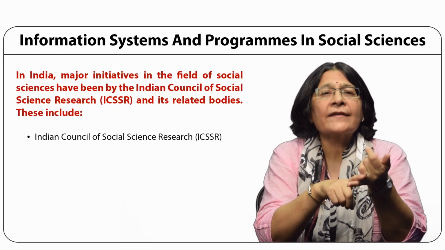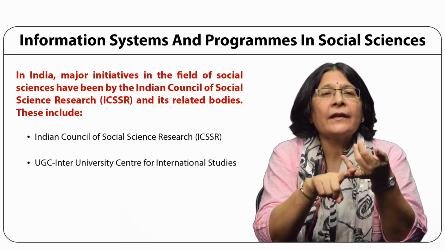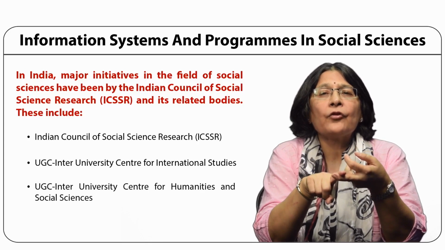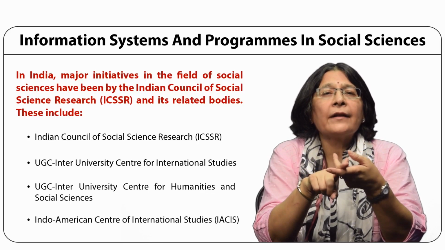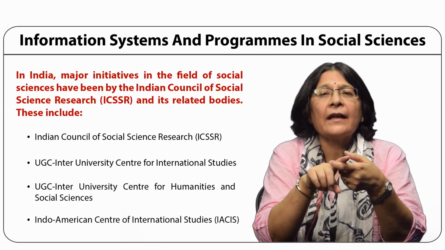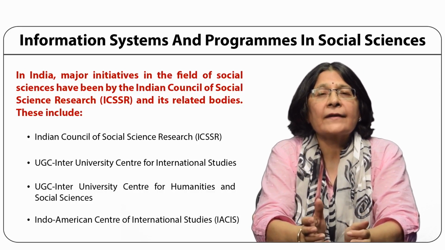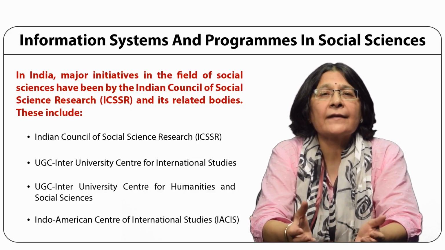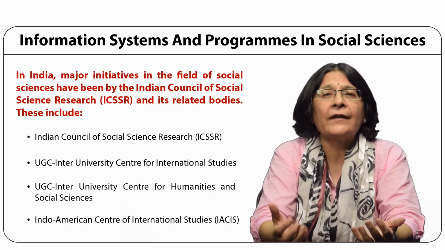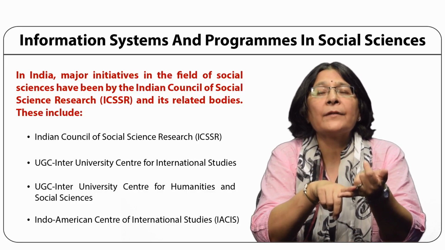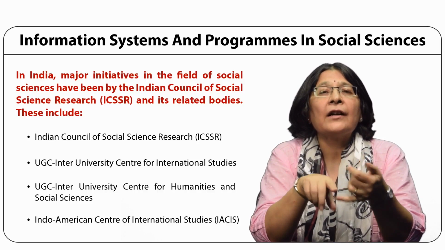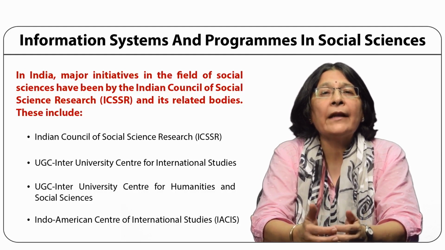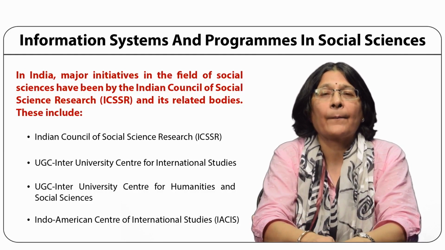These include the Indian Council of Social Science Research, the UGC Inter-University Center for International Studies, the UGC Inter-University Center for Humanities and Social Sciences, and the Indo-American Center of International Studies, IACIS. Besides these institutions, there are many more institutions catering to the requirements of social scientists in India in various other fields. For example, in the field of public administration, economics, etc., we have some very famous institutions, and in subsequent sections of the module we will be covering some of these institutions as well.